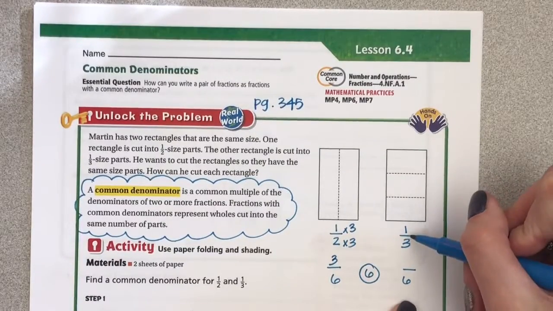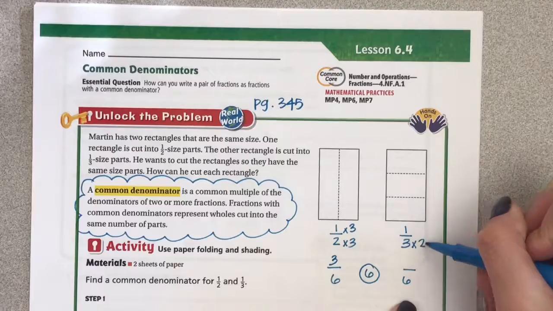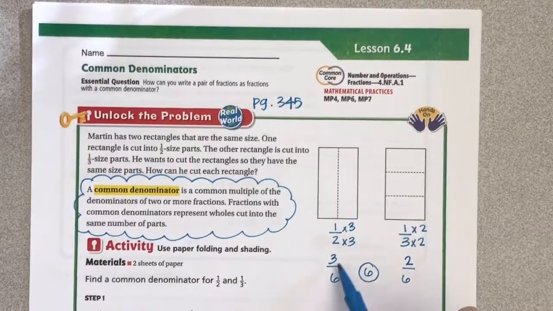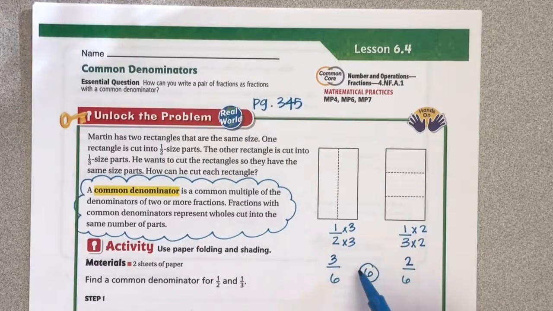And then if I want to make 1/3 into 6ths, I have to times the bottom by 2 and the top by 2. So if I wanted to compare the two, 3/6 would be greater than 2/6, and so making a common denominator makes it really easy to compare those two fractions.